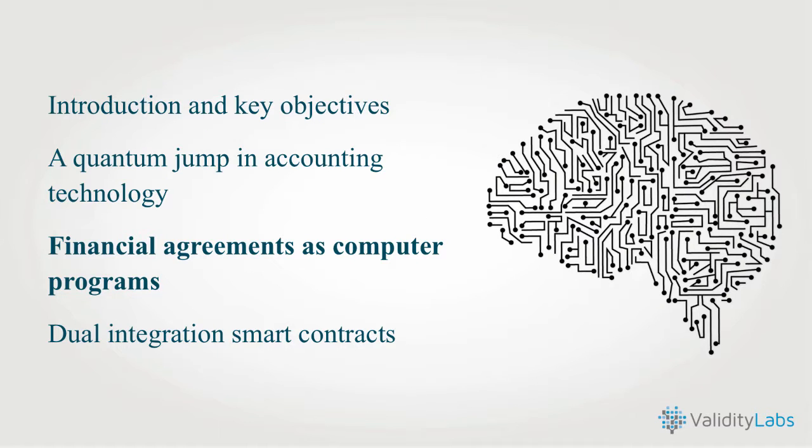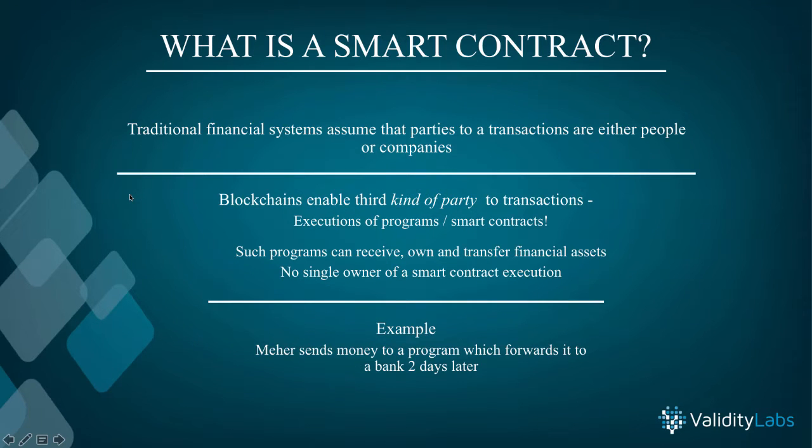In this section, we introduce smart contracts, which are financial agreements between economic entities implemented as computer programs running on a blockchain. Smart contracts are a significant innovation which breaks a fundamental underlying assumption behind most accounting systems built over the past half millennia. That invisible assumption is that parties to a transaction are either people or companies.